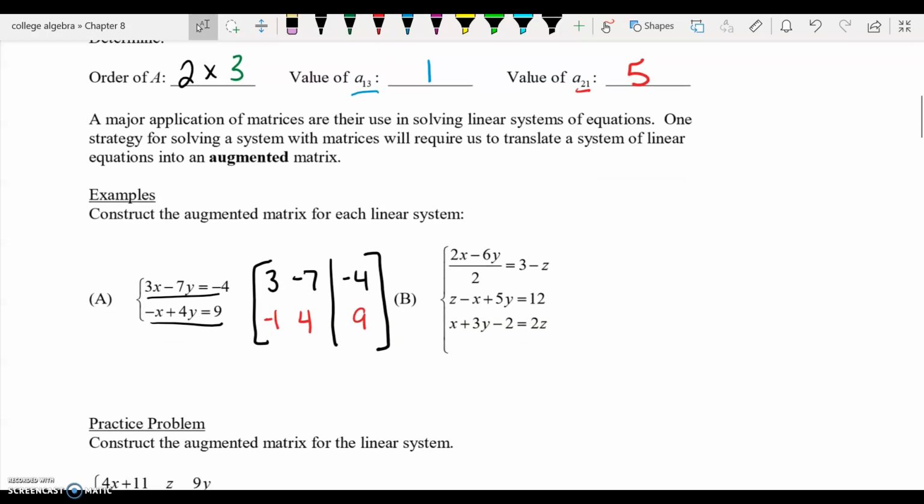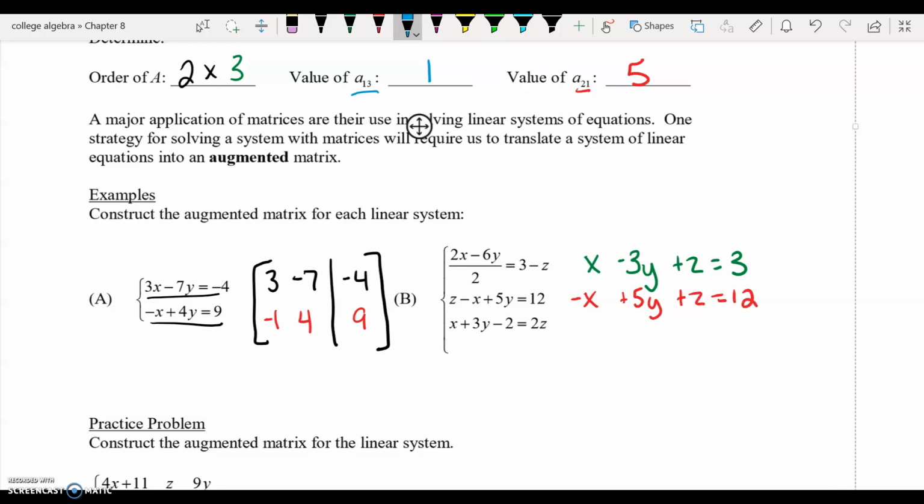So now I'm going to give you one that's a little bit harder. I would rewrite the equations first to make sure that they're in the correct form, x, y, z, and then a number. So 2 divided by 2 gives me 1x. -6 divided by 2 gives me -3y. I'm going to add the z over. I'm going to set it equal to 3. Next equation, it's not in the right form, so I'm going to rearrange it. -x plus 5y plus z equals 12. And then the last equation, I need to subtract my 2z over and add my 2 back over to the other side. So x plus 3y minus 2z equals a positive 2.